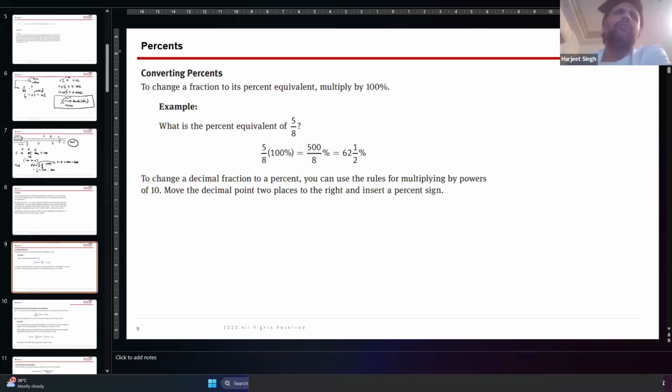So how to convert a fraction into a percentage? What is the percent equivalent of 5 by 8?